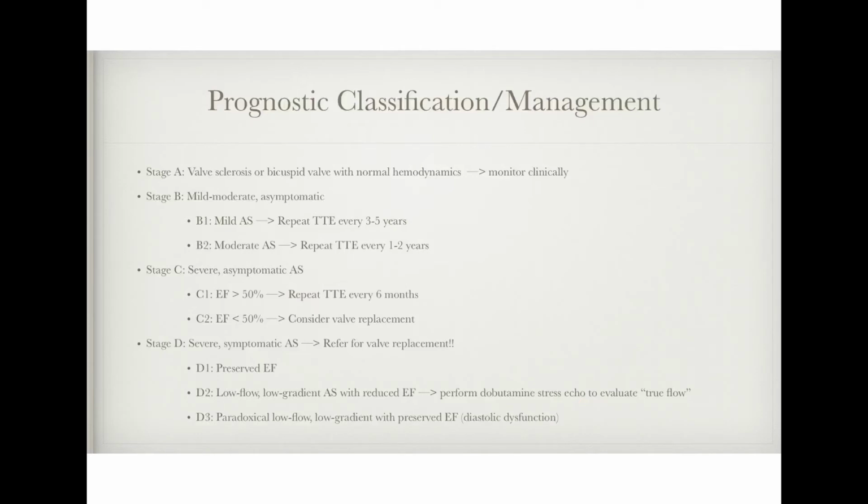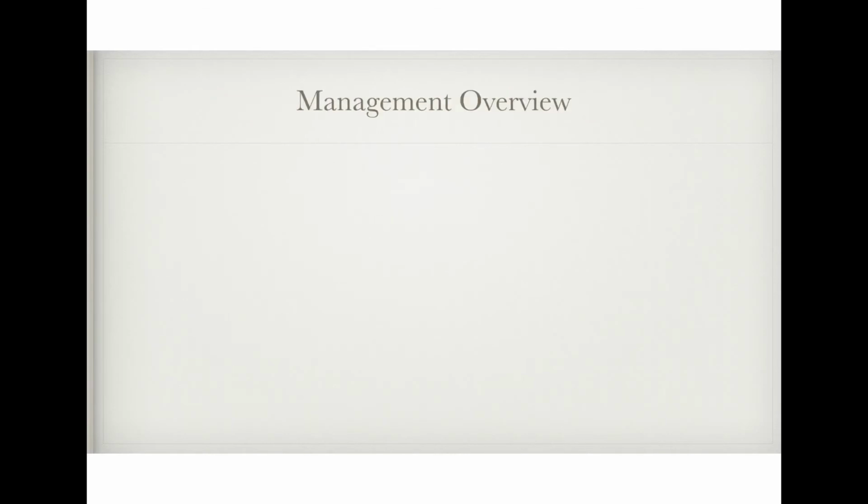Finally, there's a paradoxical low flow, low gradient severe stenosis in patients with severe diastolic dysfunction. So in summary, patients with severe aortic stenosis and either low to intermediate ejection fraction, less than 50%, or symptoms should get their valve replaced.